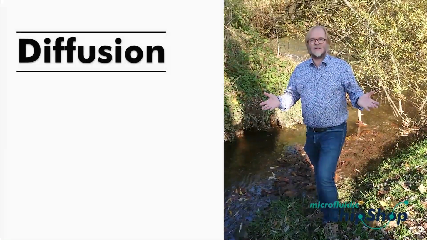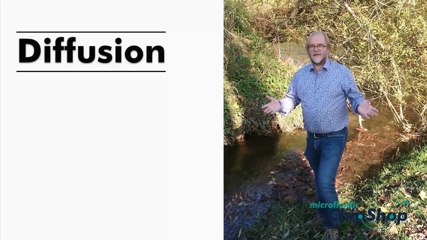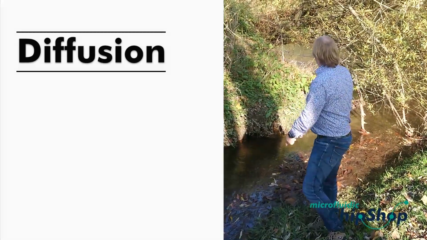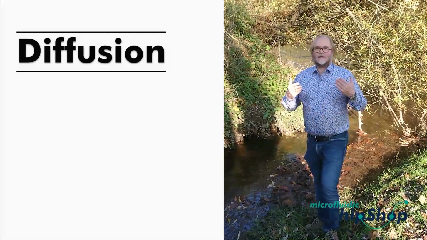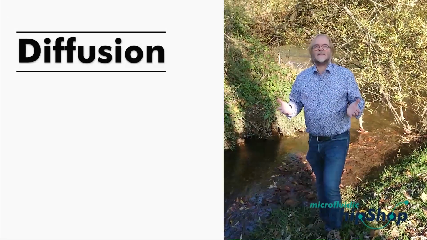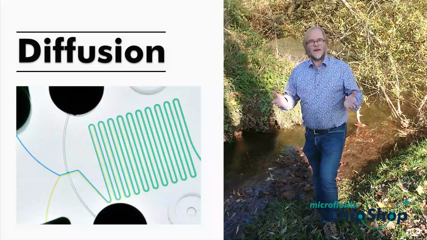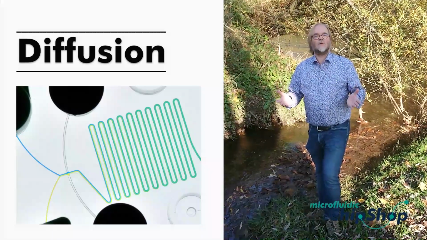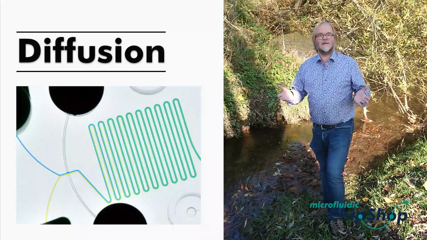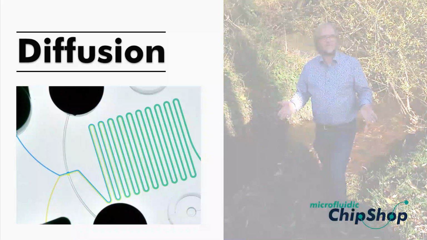Diffusion also happens when two liquids meet, like at the intersection of this little creek and the big river. It's also an important aspect if you want to mix liquids in a microfluidic system. Here, mixing is mainly determined by diffusion, as you can see in the pictures of our micromixers.